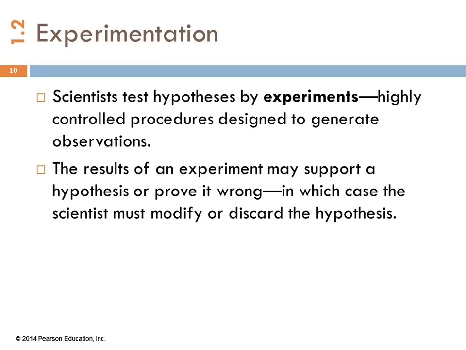So we test the hypotheses with experiments. Experiments are highly controlled. We try to control all the variables. We make sure the temperature is the same, and we control the volume, and we control all these different things. So we control the variables, and then we generate observations. We take that hypothesis and test it by doing an experiment. So I think this is what's going on, and I'm going to test it this way.